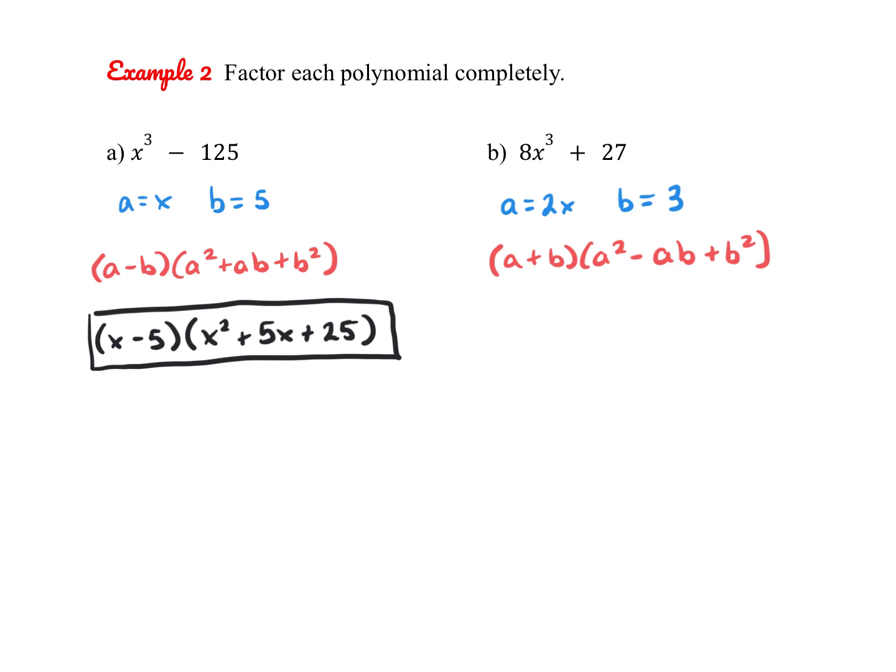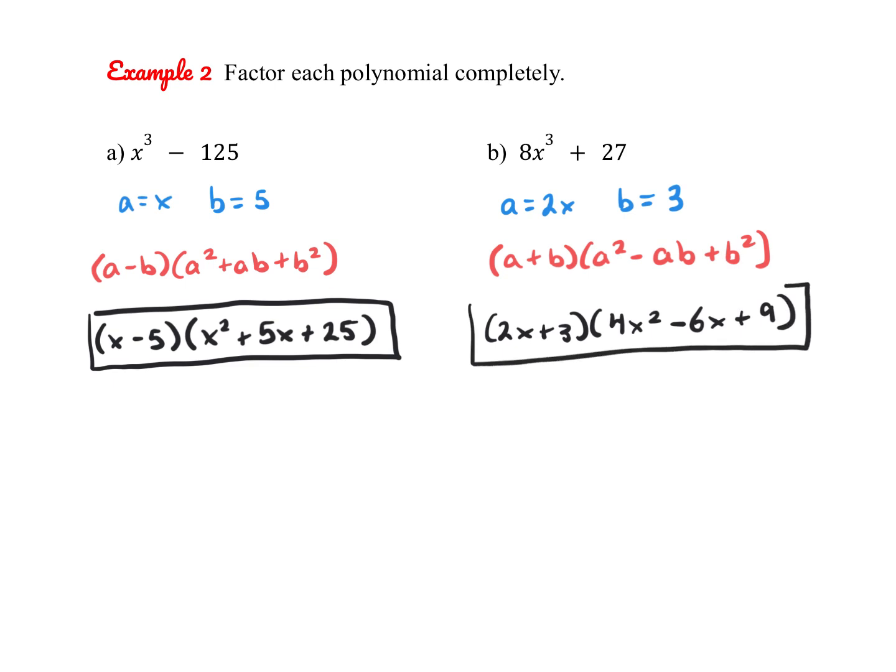Then we're just substituting. So we have 2x plus 3 times, now this is the tricky part where I see a lot of mistakes. When I do a squared, a lot of people forget to square the 2 and the x. So it's actually 4x squared minus, well, 2x times 3 is 6x, and then 3 squared is 9. And again, as long as you checked for a GCF first, if you're using these formulas, they should be completely factored once you've used it.